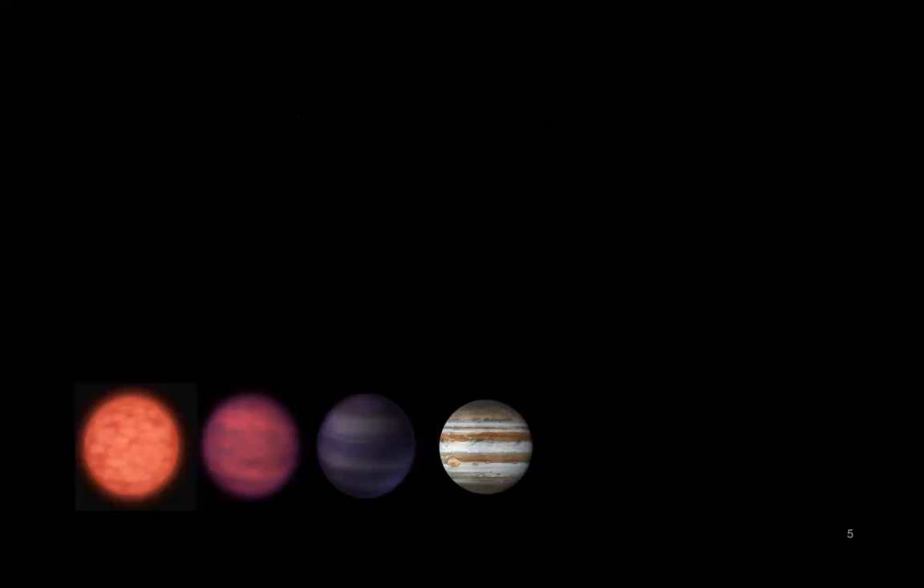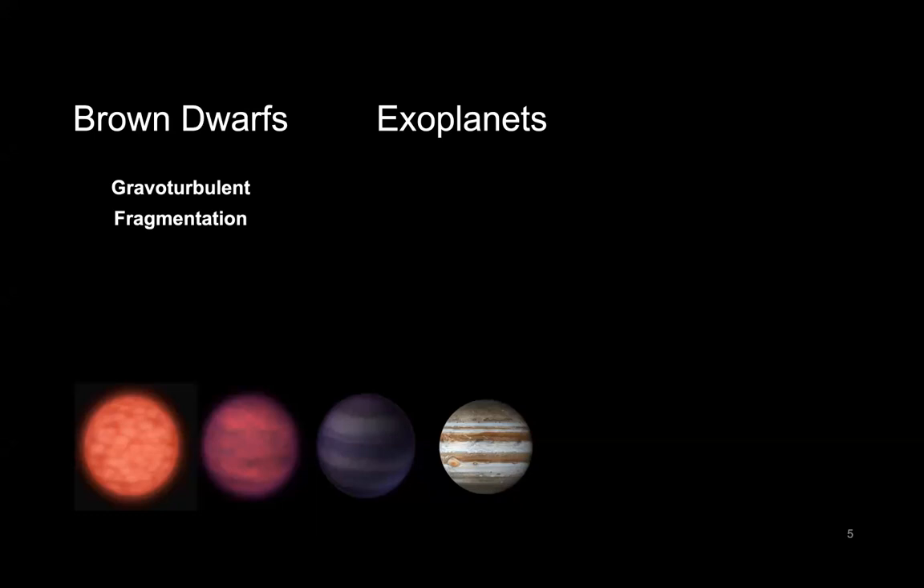So how can we interpret the C/O ratio for brown dwarfs and exoplanets? Let's briefly think about their formation processes. Brown dwarfs could be formed through gravitational fragmentation, which is a mechanism in molecular clouds, where through turbulence you can end up forming low mass objects.